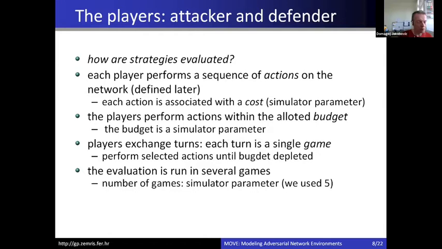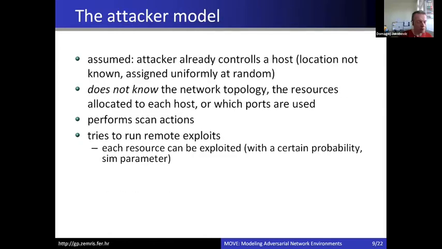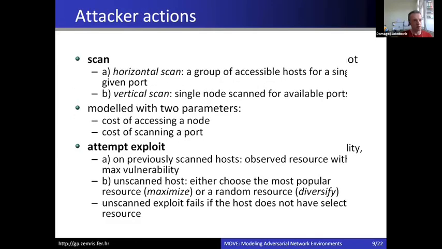What can the players do? We assume that the attacker already controls a host outside the firewall from his point of view, and he doesn't know the resources which are allocated to each host or which ports are used for the resources. But he can perform scan actions to find that information, and he can try to run remote exploits, although with different success rates, with different probabilities. So the attacker can perform either a scan action or he can attempt an exploit.